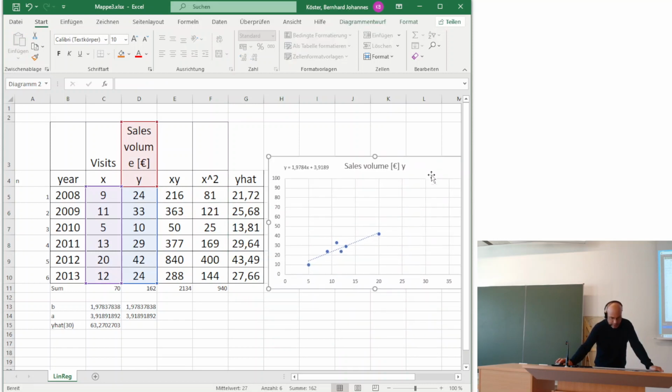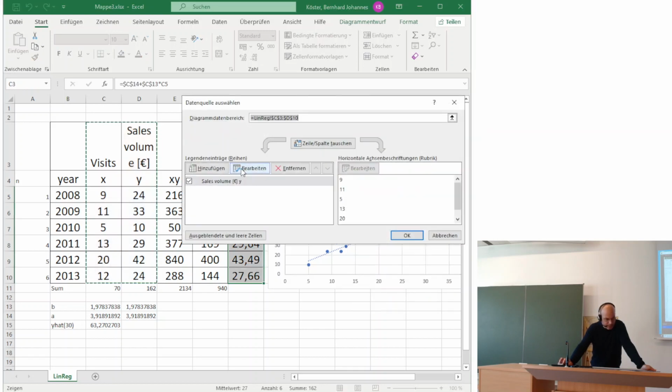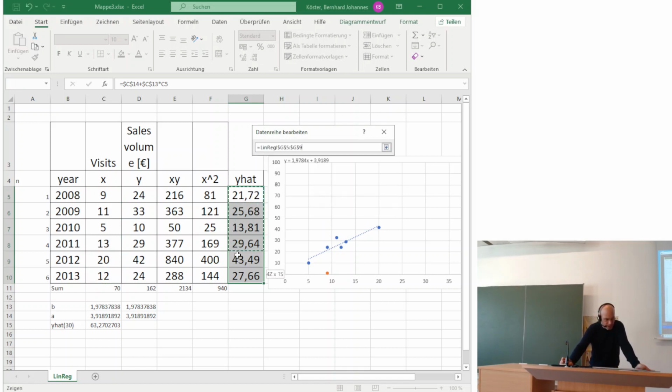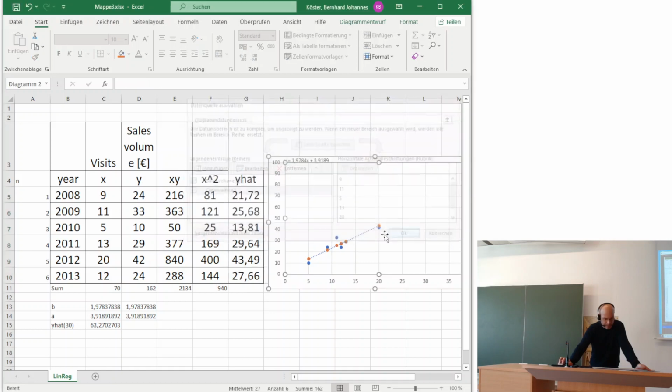And of course, these numbers we can also put into our diagram. Add data, X is the same, and here we have then for Y using these numbers, and then you see the orange data points are lying all on our regression line.